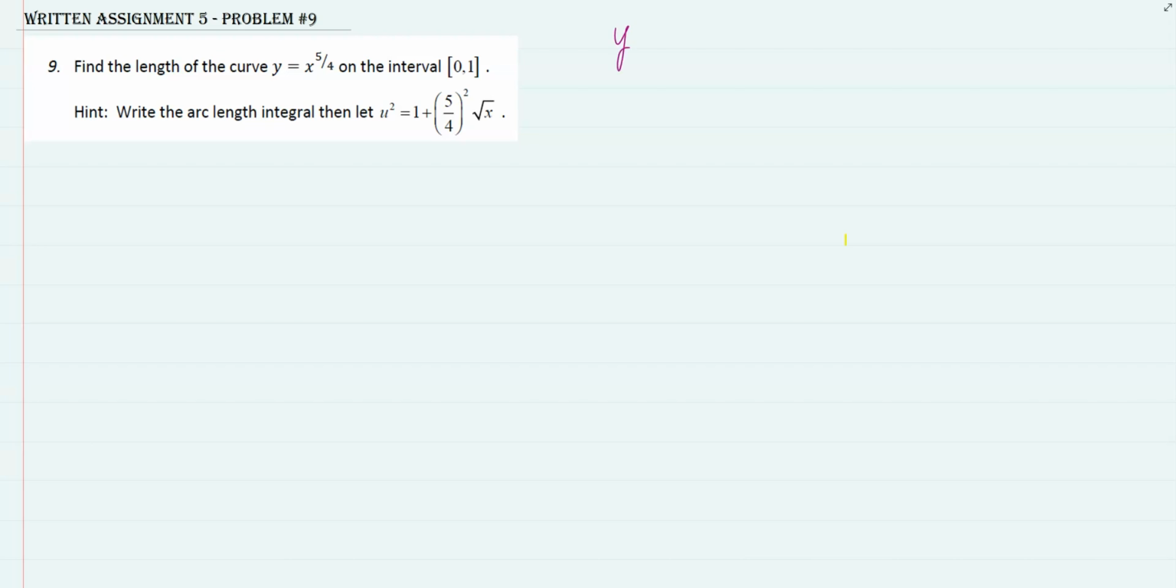So we know right off the bat that y is x to the 5 over 4, so the derivative is going to be 5 over 4 x to the 1/4. Okay, so with that, the length is going to be the integral from 0 to 1 of the square root of 1 plus the derivative squared.